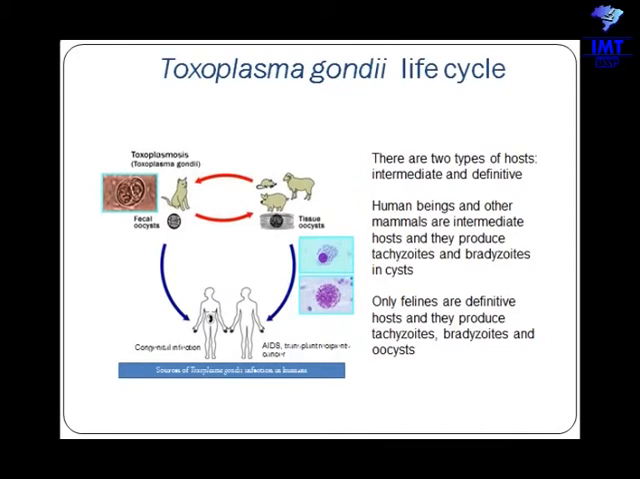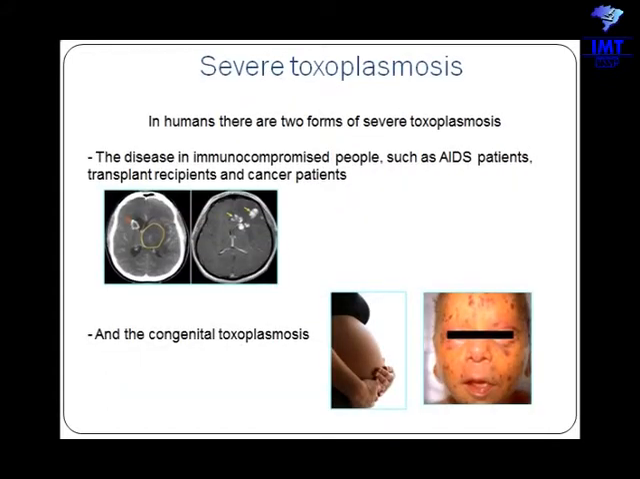There are two types of hosts: intermediate and definitive. Human beings and other mammals are intermediate hosts, and they produce tachyzoites and bradyzoites. Only felines are definitive hosts, and they produce tachyzoites, bradyzoites, and oocysts.